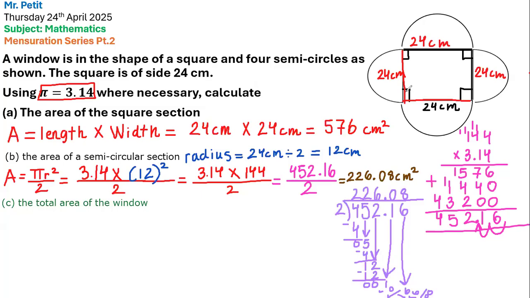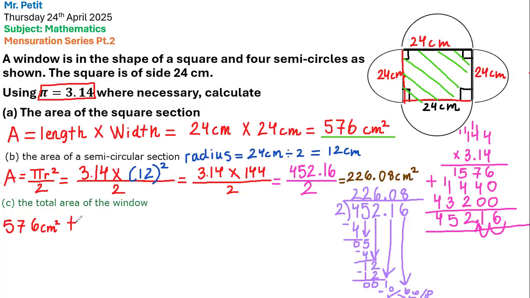The first thing we're going to do is begin with the square in the middle. So what is the area of the square? The square portion. 576 centimeters squared. Very good. So we're going to start off with the square. It's going to be 576 centimeters squared. Plus.